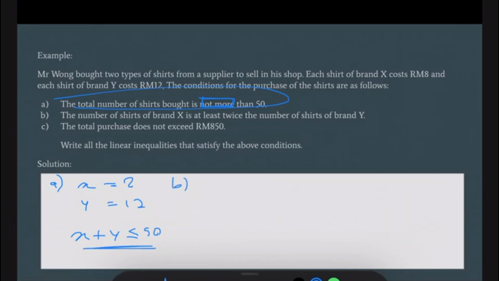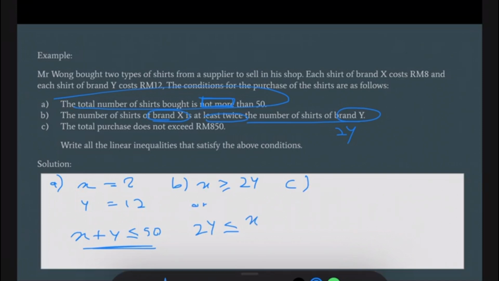Next, question B. The number of shirts of brand X is at least twice the number of shirts of brand Y. So that means brand X is at least twice Y. Since they said the number of shirts of brand X is at least twice the number of shirts of brand Y, x is more than or equal to 2y, or 2y is less than or equal to x.